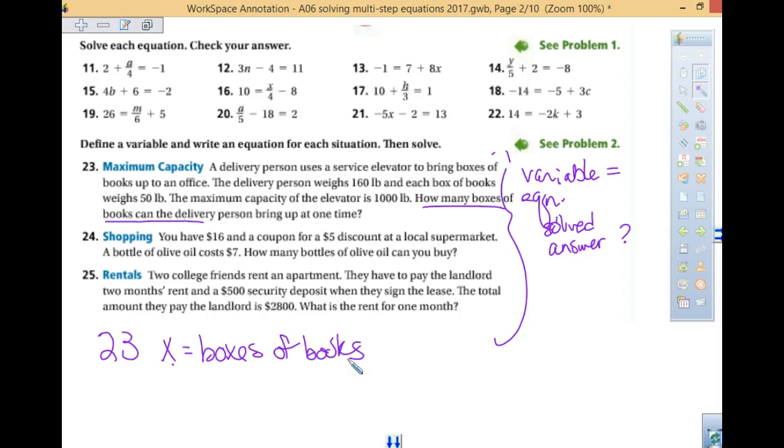Next, Jacob, we want to try and write an equation. Reading what we know, the delivery person uses an elevator to bring boxes up to the office. The delivery person weighs 160. Each box of books weighs 50, maximum of 1,000 pounds. What are you thinking for your equation? Any idea what you'd start with? Jacob? Yeah, any idea how you'd start your equation?